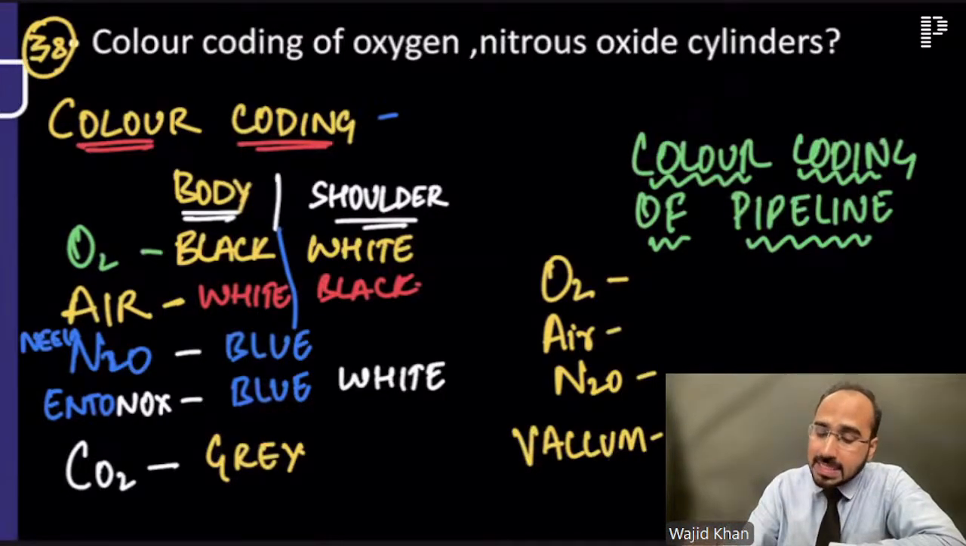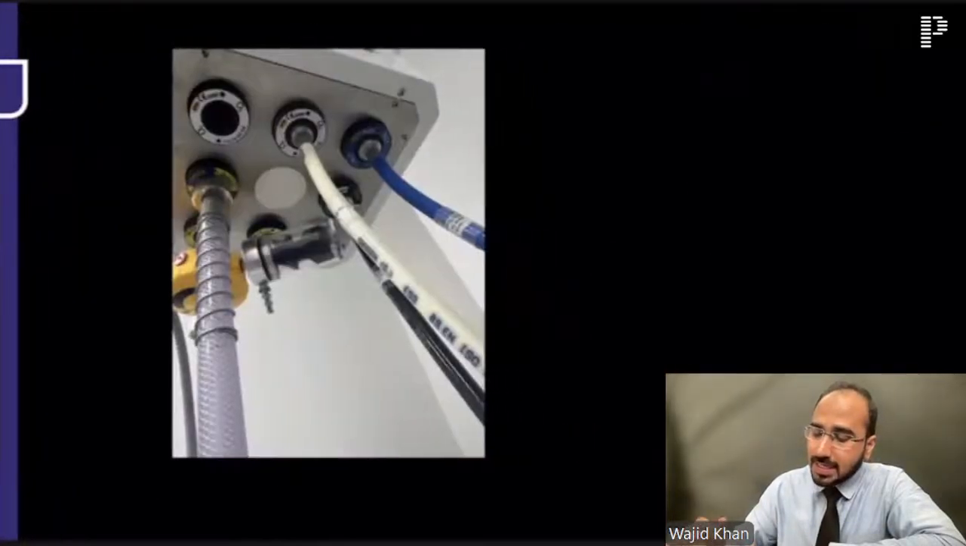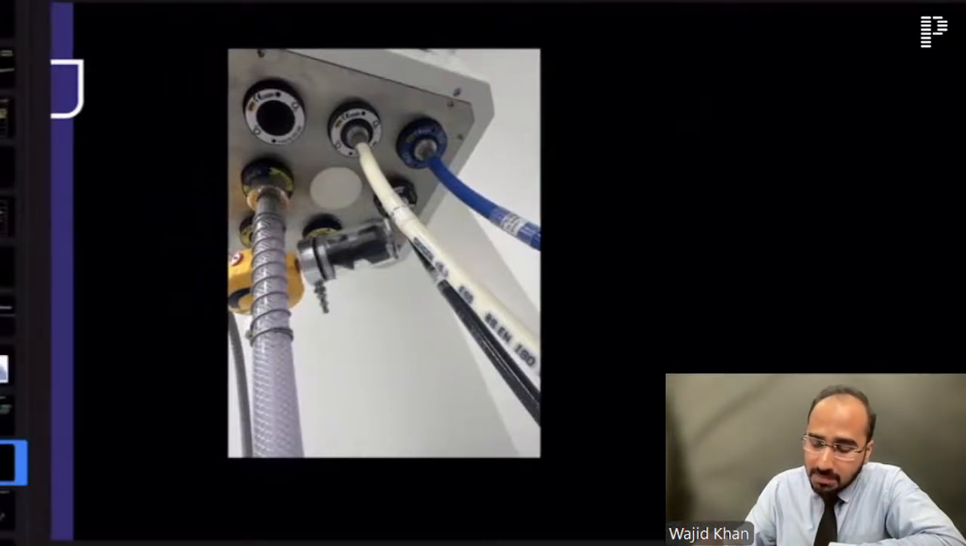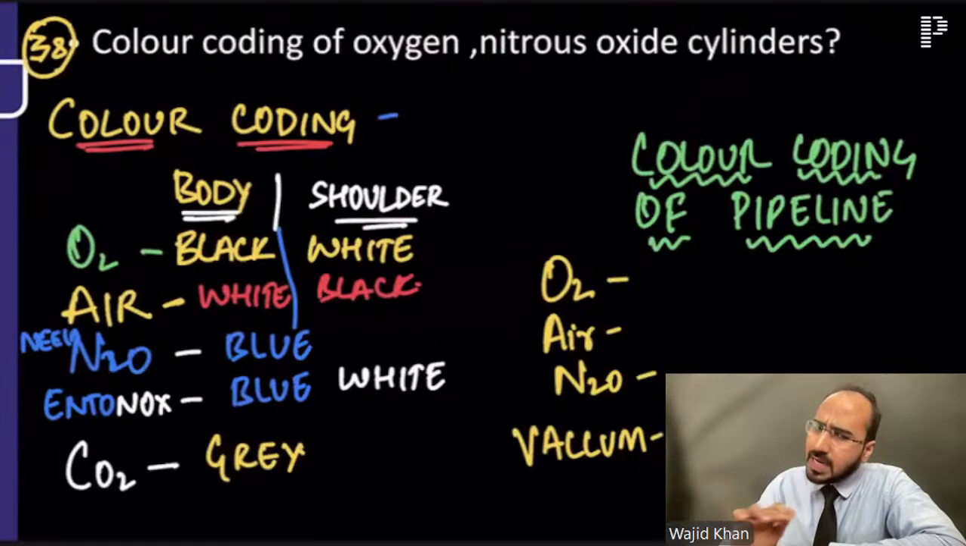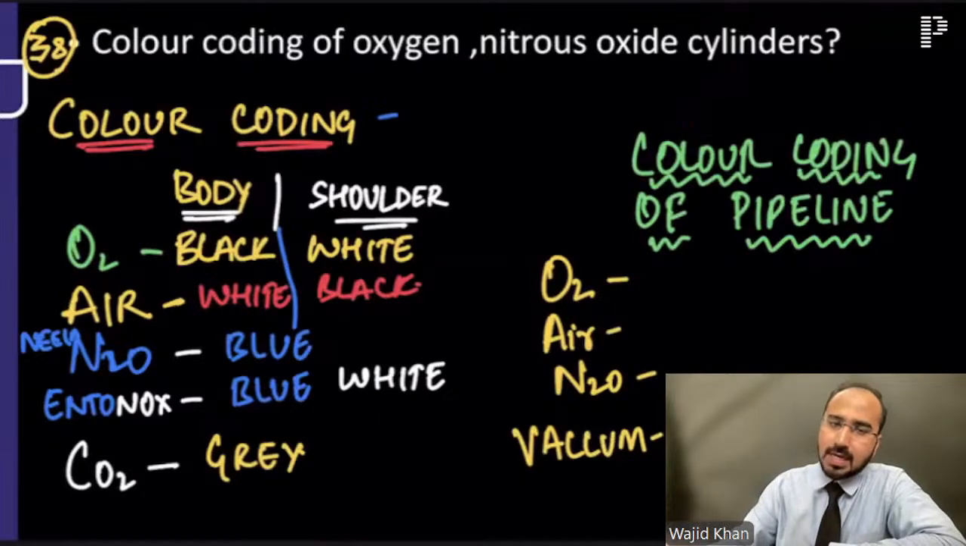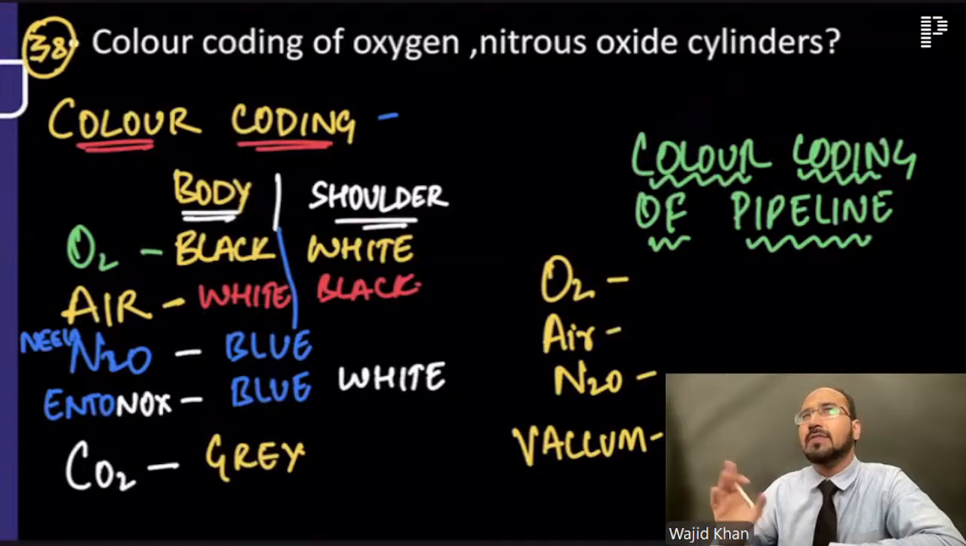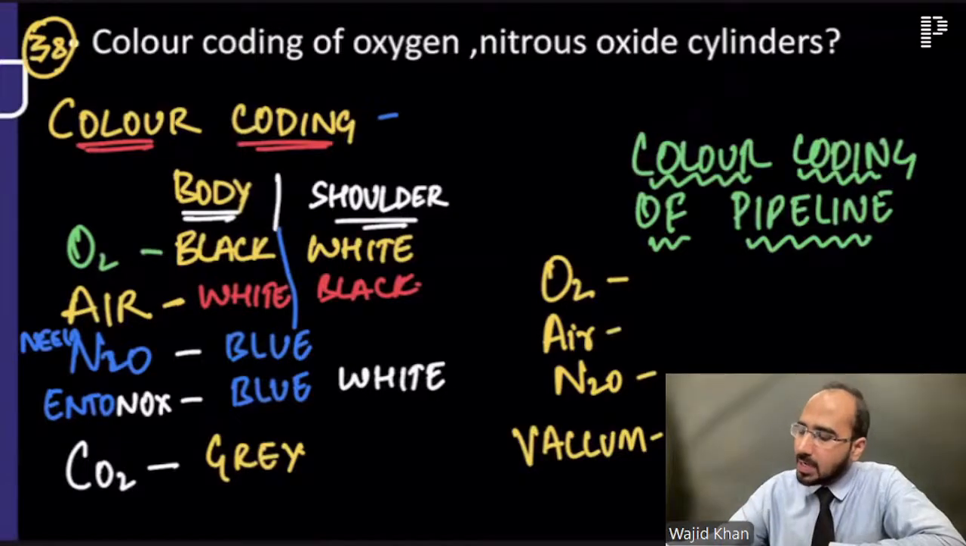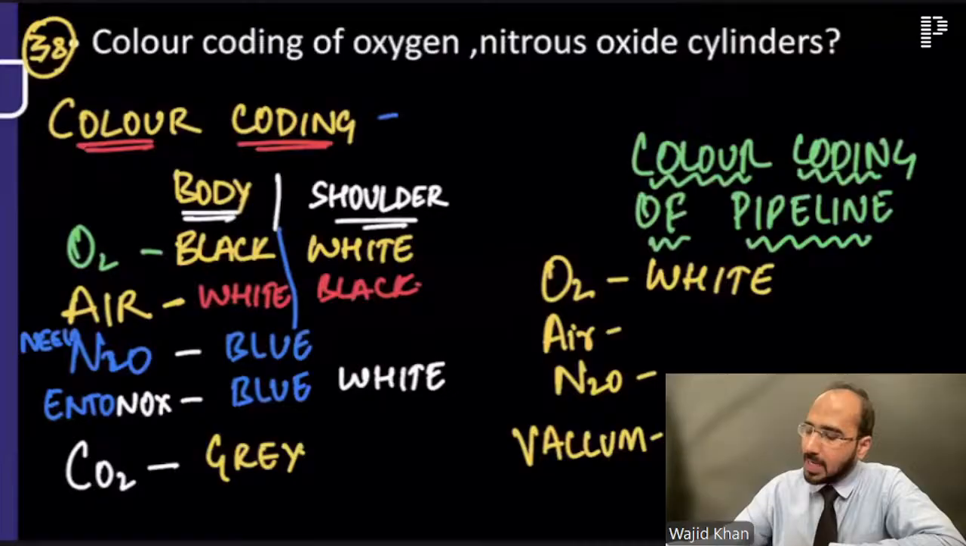Now, there is a central pipeline also. Just look over here. They are nowadays asking you about the color coding of the pipeline also. Okay. If you want to remember the pipeline color, it is very simple, guys. Just remember the shoulder color. Oxygen was black body, white shoulder. So the shoulder color of the cylinder will be the pipeline color. So what is the color of the oxygen pipeline? White. Air pipeline, shoulder color is black, so it will be black.